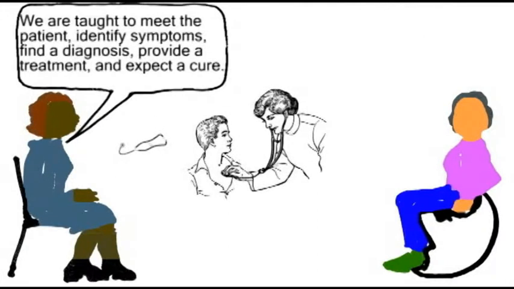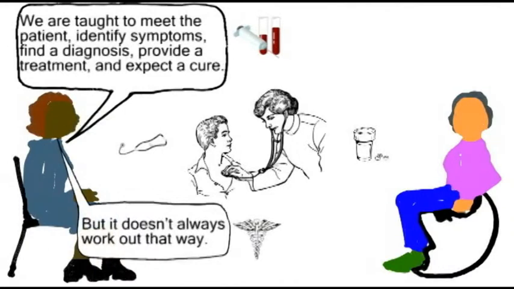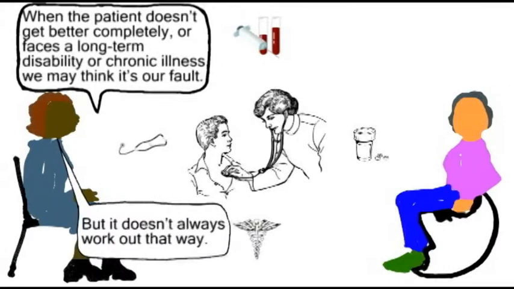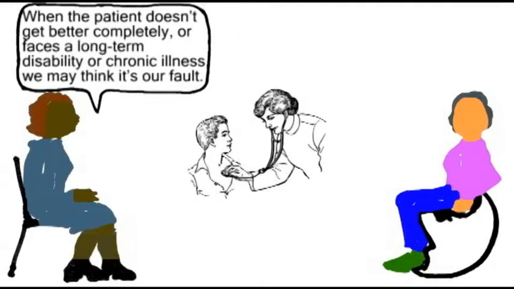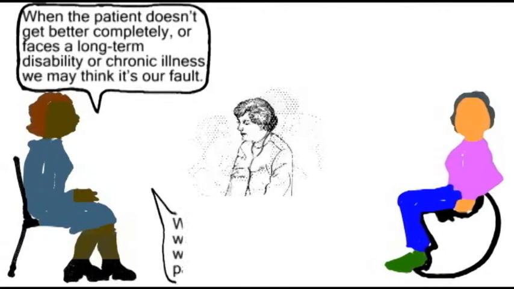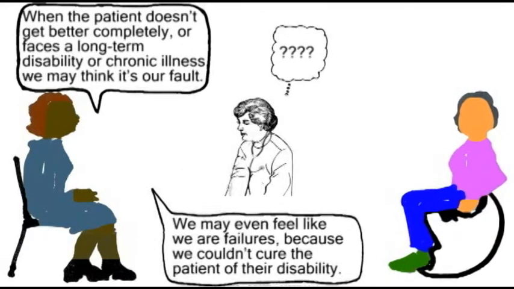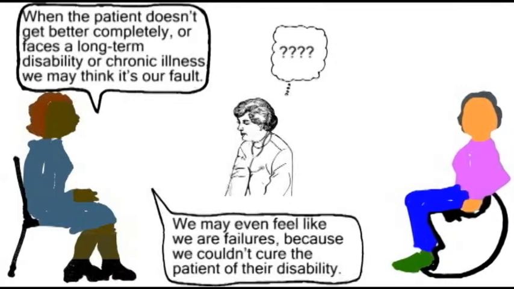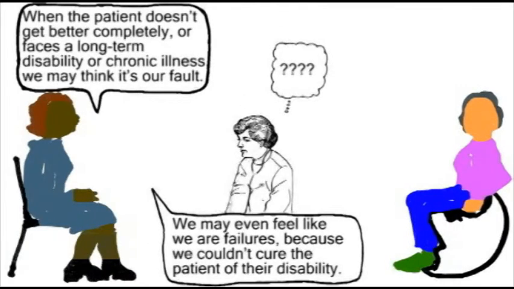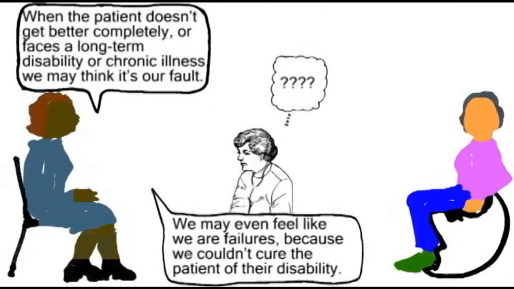We are taught to meet the patient, identify symptoms, find a diagnosis, provide a treatment, and expect a cure, but it doesn't always work out that way. When the patient doesn't get better completely, or faces a long-term disability or chronic illness, we may think it's our fault. We may even feel like we are failures because we couldn't cure the patient of their disability. The patient disappears. The doctor looks disappointed.